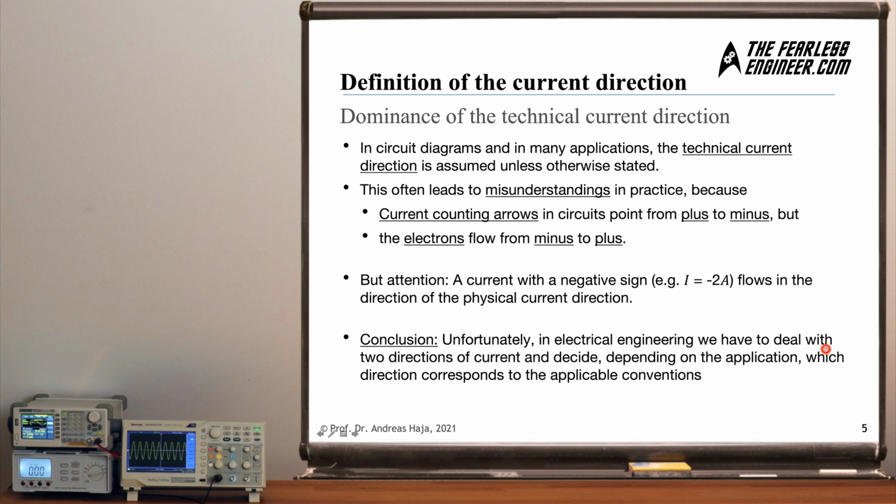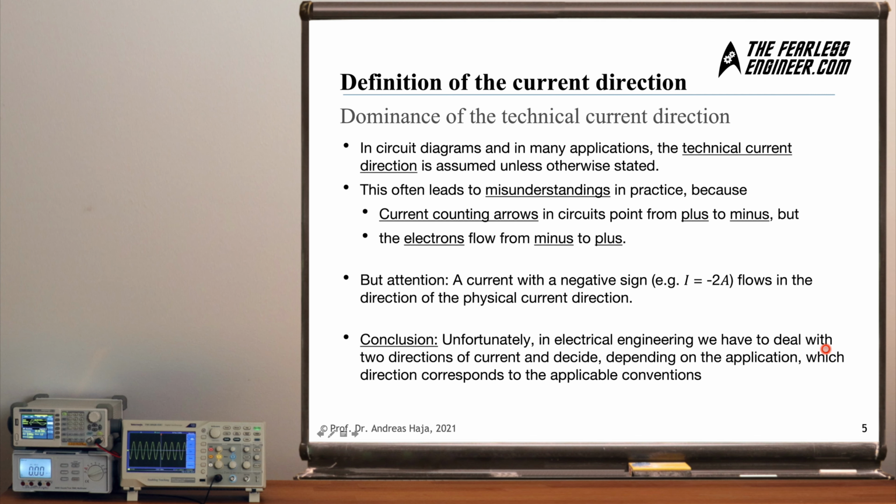And this often leads to misunderstandings in practice, because the current counting arrows in circuits point from plus to minus. So if we see an arrow indicating the flow of current in a schematic, for example, it always is meant to occur from the higher terminal to the lower terminal, from plus to minus. But the electrons flow from minus to plus, which is of interest if we are also talking about the magnetic field caused by the electrons. Then we have to take account of the motion of the electrons and not the motion of the current, and this sometimes causes confusion all over the place.